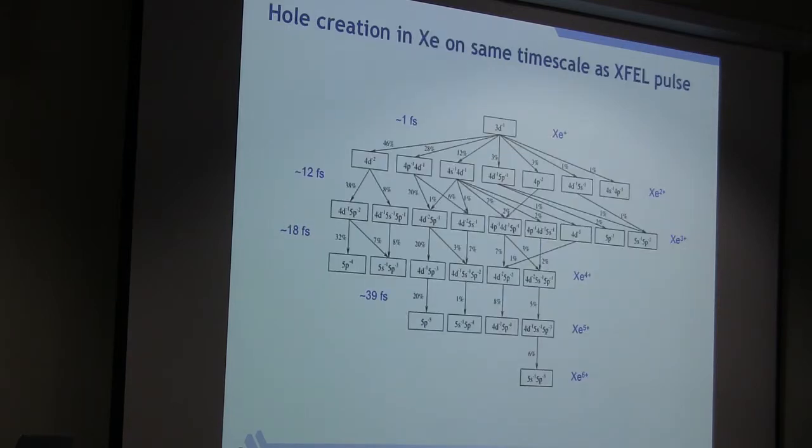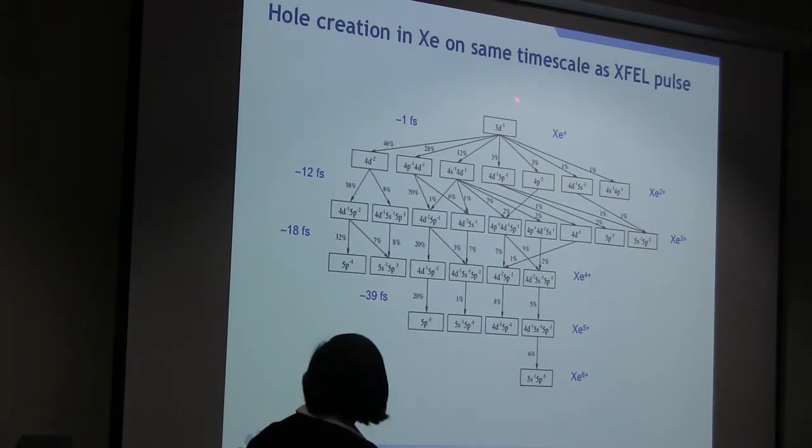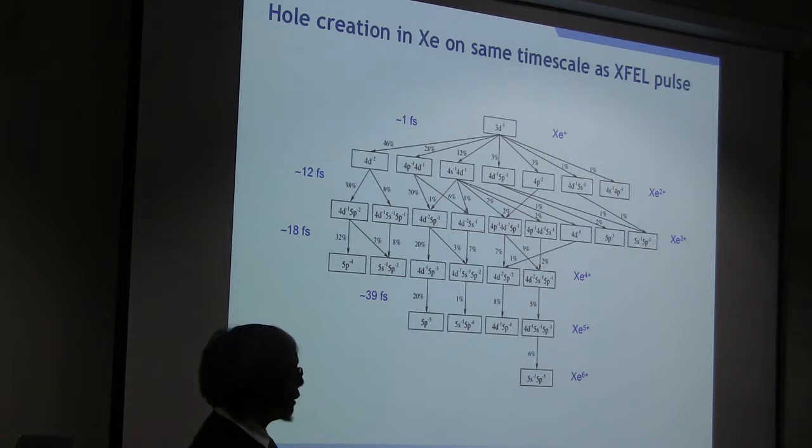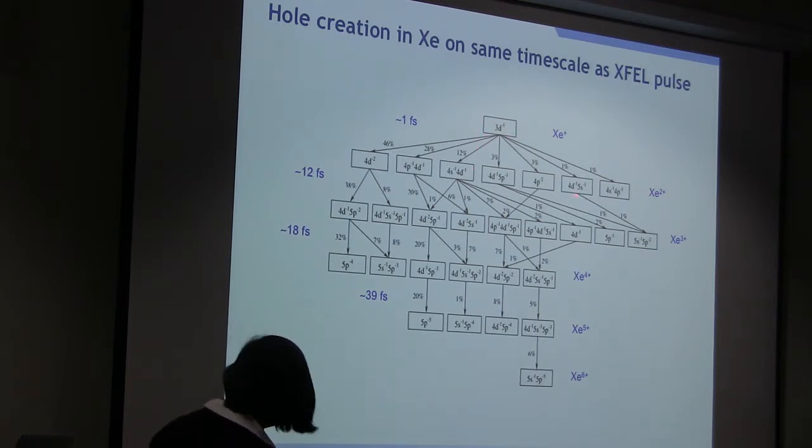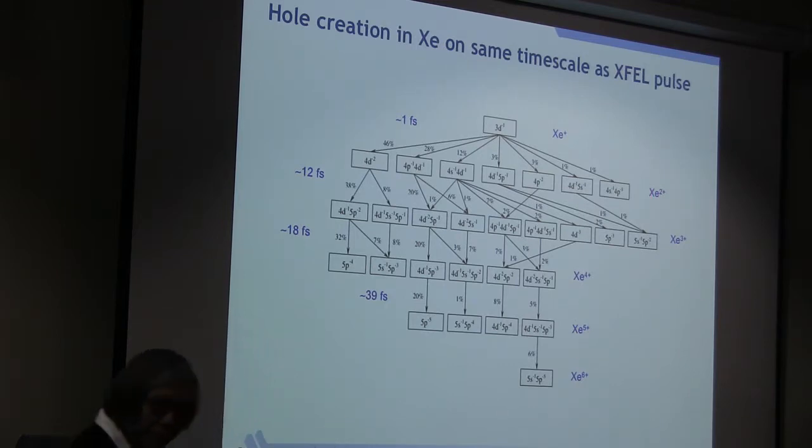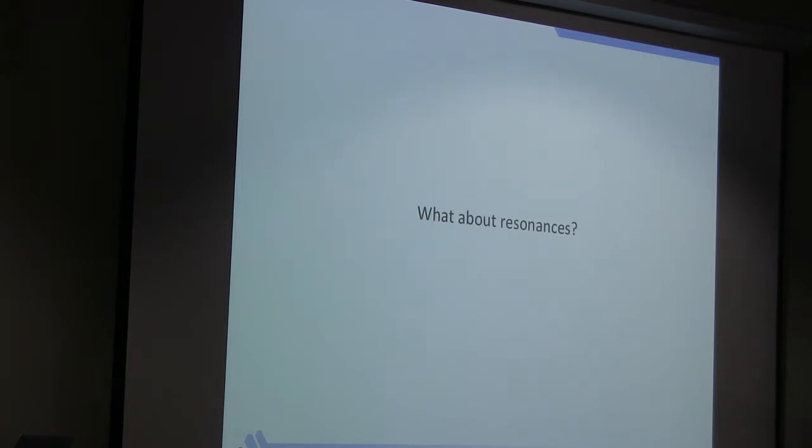What I want to show you is that this whole creation in xenon is on the same time scale, and all these OJ decays are on the same time scale as the XFEL pulse. So you create this 3D hole, and within a femtosecond, it's making all these 4D holes to 2+, 3+, and it just cascades down. It's enormously complex. And we haven't even talked about resonances. So what about resonances, right?